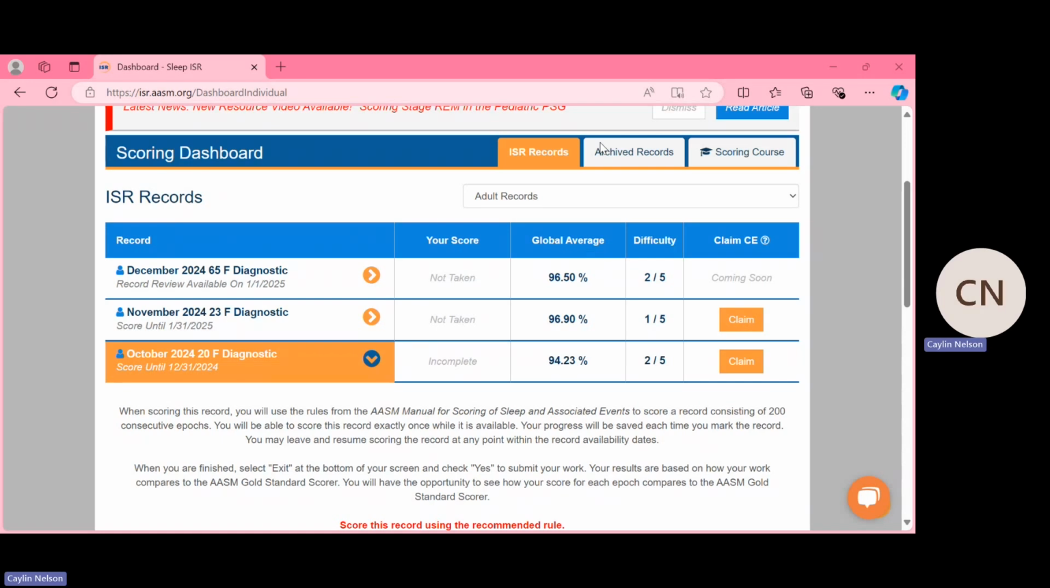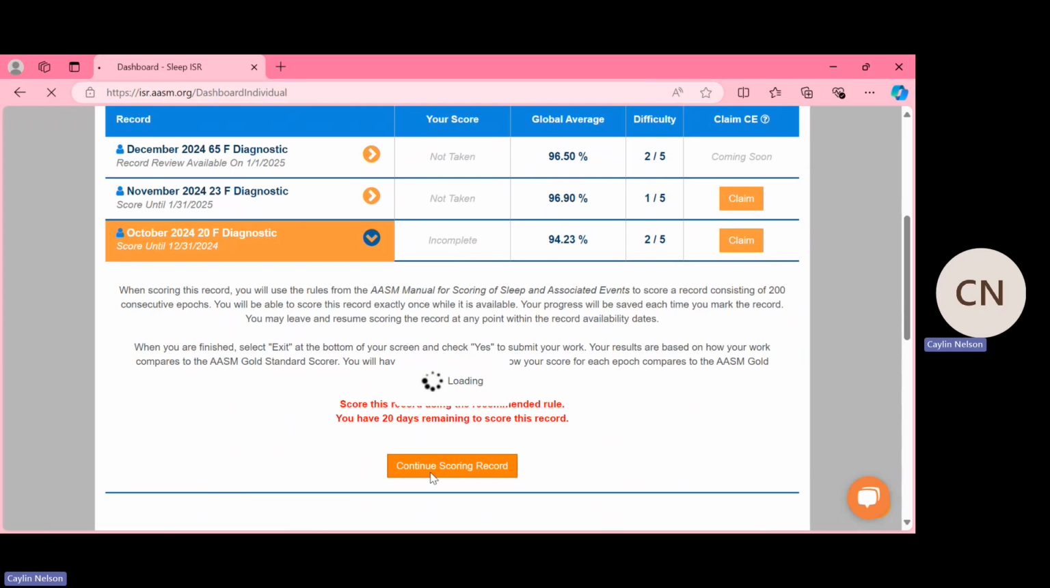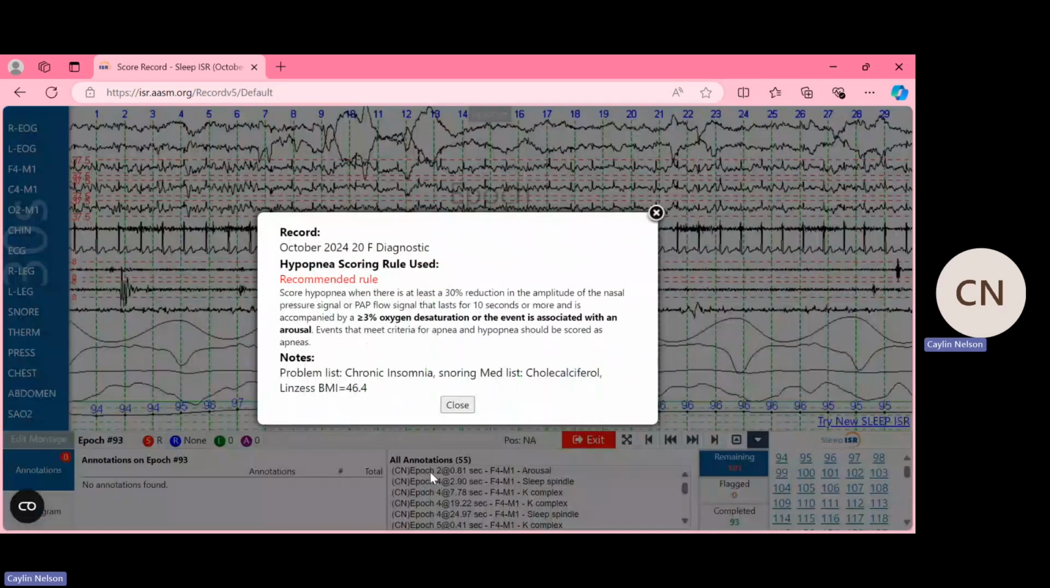So getting started, we're going to go back over the October 2024 20-year-old female diagnostic patient. What we did last week, we staged. What we're going to do this week is go back and score. I'm going to click on continue scoring record. That's just the patient information, same patient from last time.